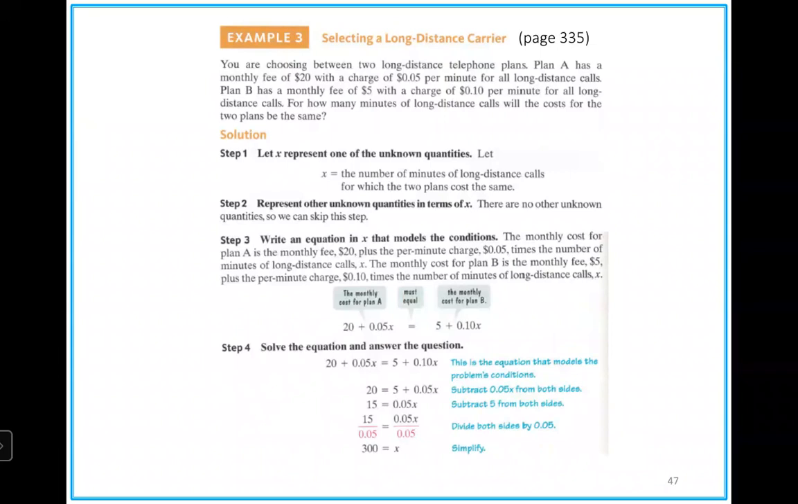Okay. So in this case here, we are looking at, well, they refer to it on page 355 as choosing between two different long distance plans. Here, it says plan A has a monthly fee of $20 and a charge of 5 cents per minute for all long distance calls. Plan B has a monthly charge of $5 and 10 cents a minute for all long distance. For how many minutes of long distance calls will the cost for the two plans be the same?